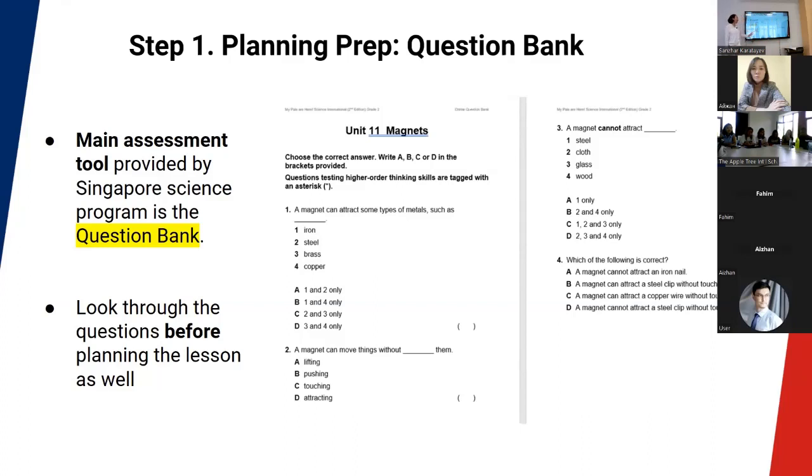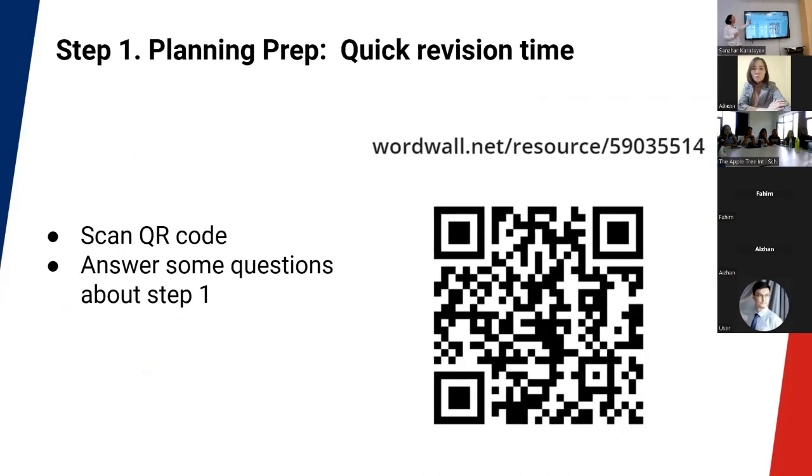All right, having looked at all of this, you can start planning your lesson because you already know what is in your plan, what is in your teaching guide, and what your students are expected to know by the end of the lesson. You have looked through all the different types of assessment, and now you can start. So here we are going to complete this step 1, planning prep. However, I would like you to take time for a quick revision. Please scan the QR code and answer some questions about this step. Just to recap, I want to check if you remember all of it. This kind of revision.